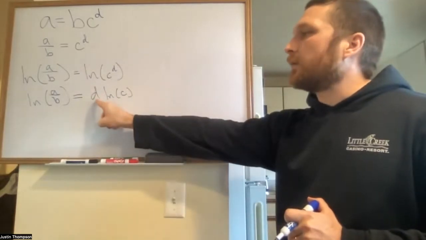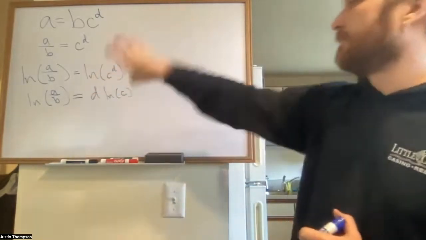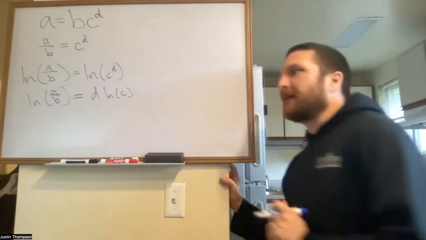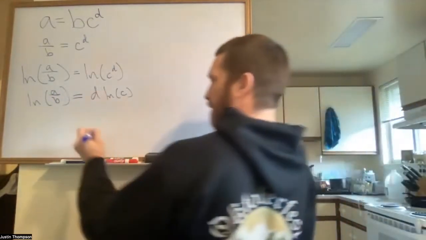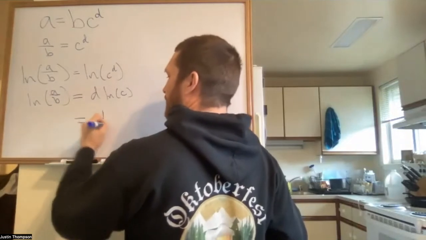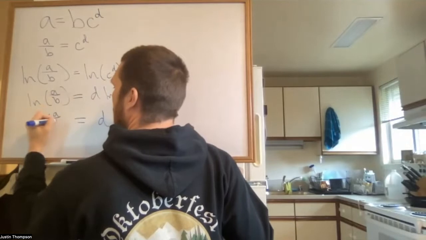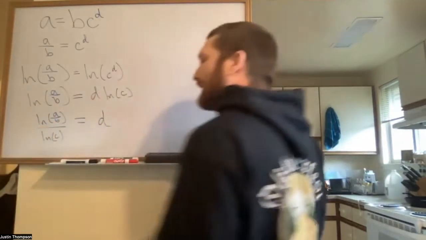Now that it's out of the exponent, this just means D times some number. And so how do I get the D by itself finally? Divide by natural log of C. There you go. And so now the D is all by itself. And on the other side, I have natural log of A over B, all over natural log of C.